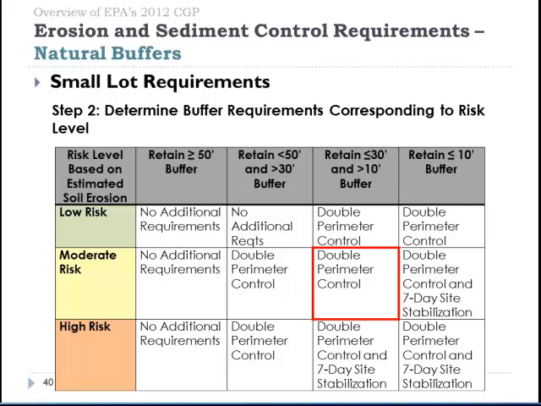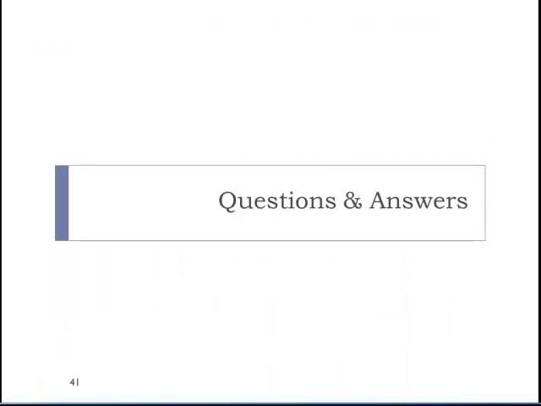The next step would be to refer to the next table in our appendix, which describes the specific requirements that apply to the site based on their sediment discharge risk and the buffer width that they're retaining. So here, because the site is a moderate risk and because they're retaining a 20-foot buffer, they determine that their additional requirements would be to implement double perimeter controls. And in the appendix, we provide specificity regarding what it means to implement a double perimeter control.